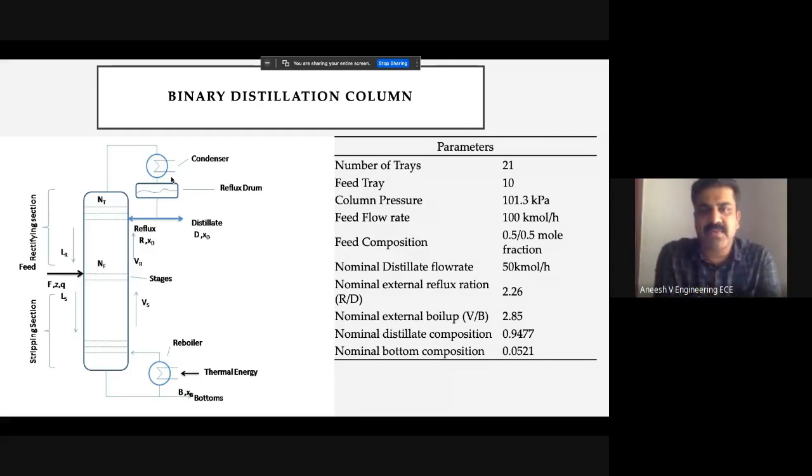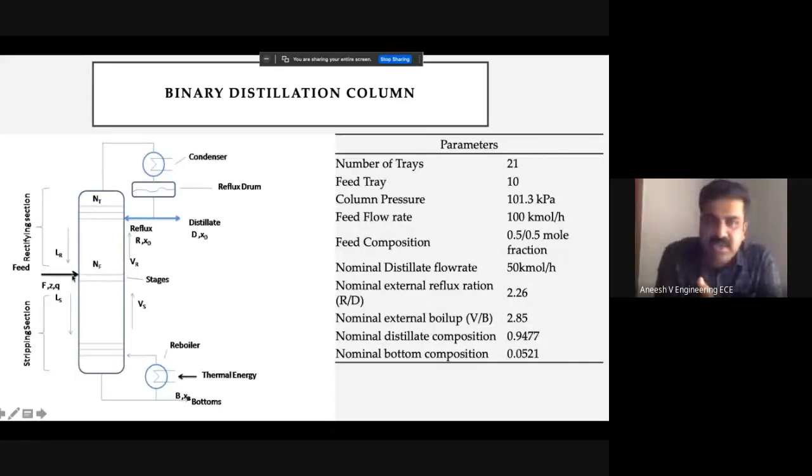It is a separation process. So I am giving a feed at one particular tray. This system has trays numbered from 0 to NT. For the analysis, we took the same Luyben system. It has a 21 tray system. In the 21 tray system, we gave the feed tray at 10. So at the 10th tray, we gave the feed.